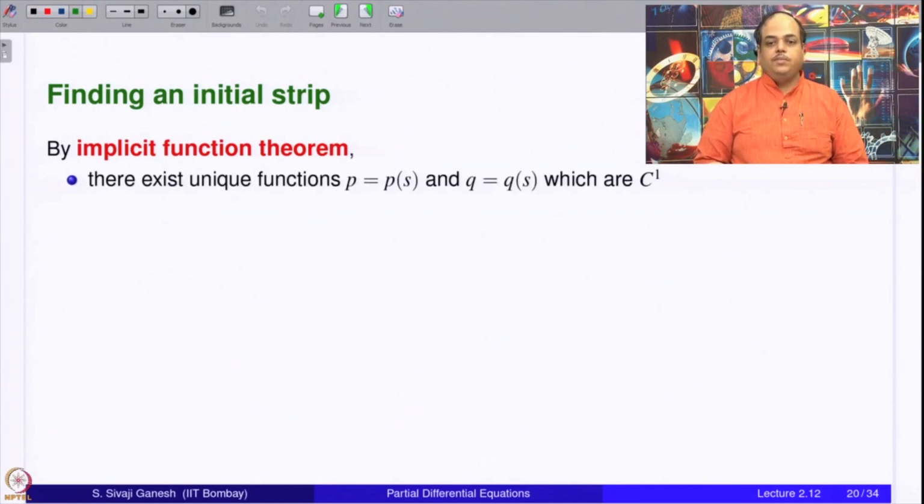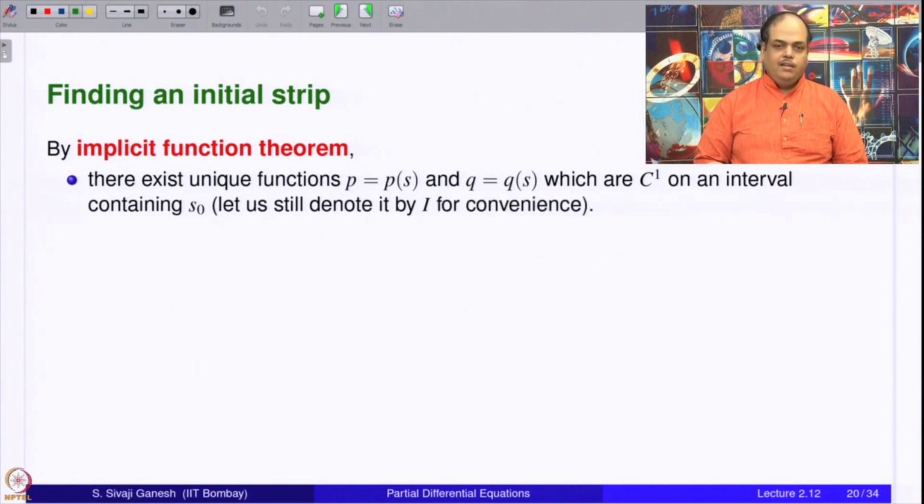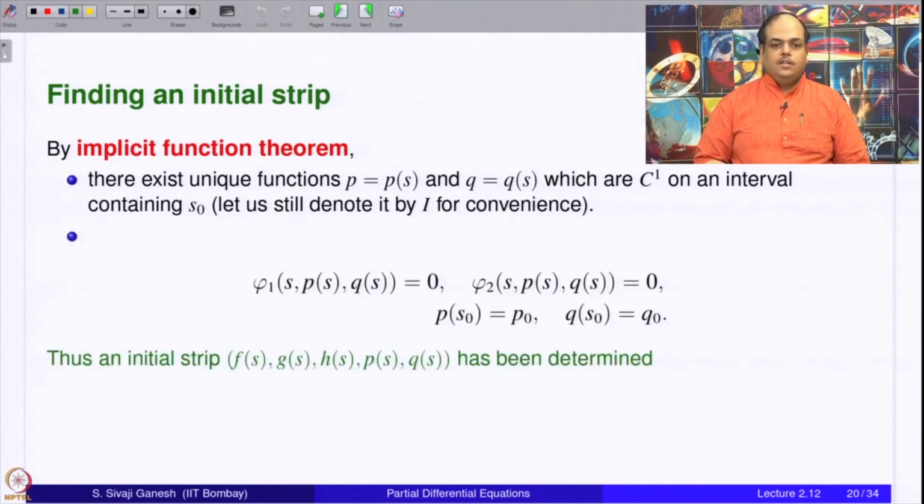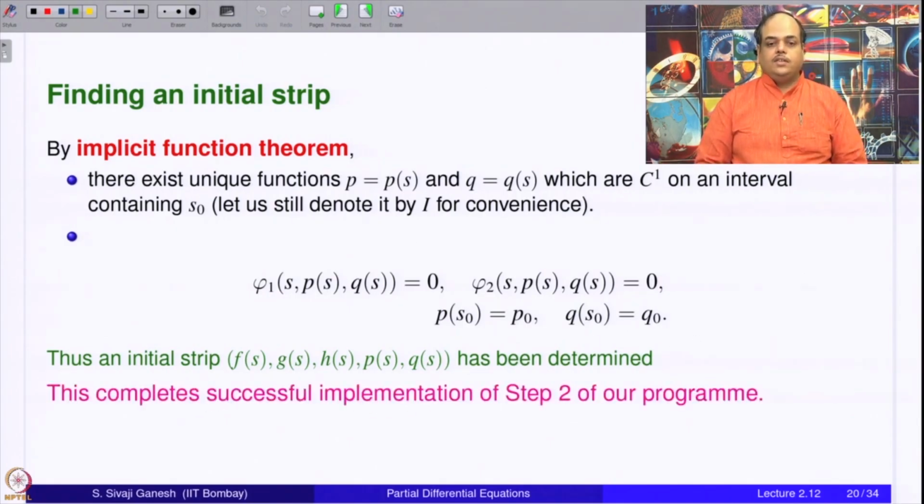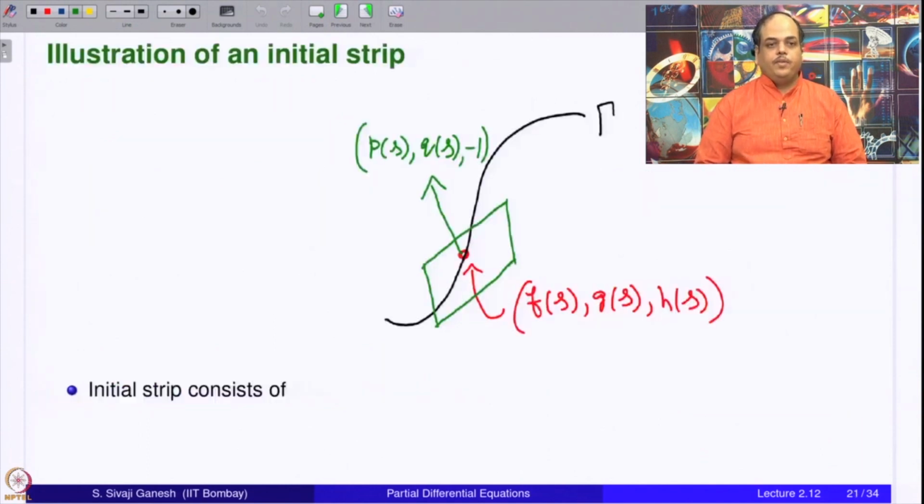It gives us unique functions p equal to p(s) and q equal to q(s), which are C1 on an interval containing s equal to s naught. Let us still denote it by I for convenience. If you want, you can make it I dash, it does not make any difference. And what is the property? p(s) and q(s) solve the system phi 1 and phi 2: phi 1 of s, p(s), q(s) equal to 0, phi 2 of s, p(s), q(s) equal to 0, and at s equal to s naught, p coincides with p naught, q coincides with q naught. Thus, an initial strip has been determined. So, this completes successful implementation of step 2 of our program.